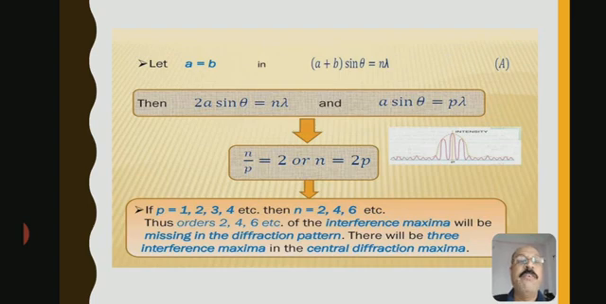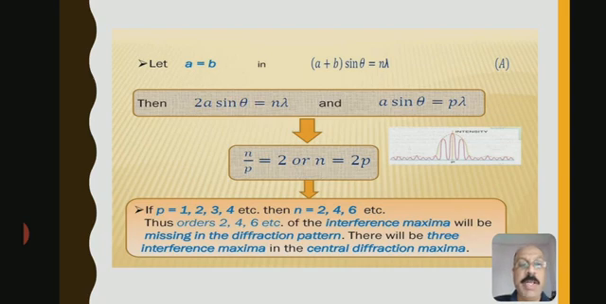So that is, if a is equal to b, the two slits and the space between the two slits must be equal, then a plus b sin theta is equal to n lambda can be written as 2a sin theta is equal to n lambda and a sin theta is equal to p lambda. So therefore n by p is equal to 2 or n is equal to 2p. If p is equal to 1, 2, 3, 4, etc., then n is equal to 2, 4, 6, etc. Thus the orders 2, 4, 6, etc. of the interference maxima will be missing in the diffraction pattern.